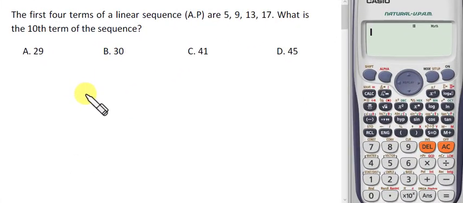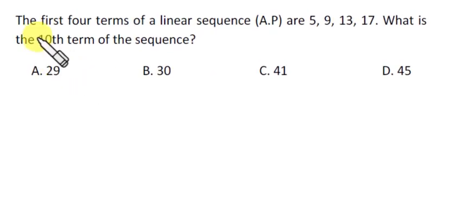In this lesson, we look at sequences and series, and we look at a condition where a sequence has been given to you and you've been asked to find a term. The question says that the first four terms of a linear sequence, AP, that is arithmetic progression, are 5, 9, 13, and 17. What is the 10th term of the sequence? So we have the options here: A, 29, B, 30, C, 41, and D, 45.